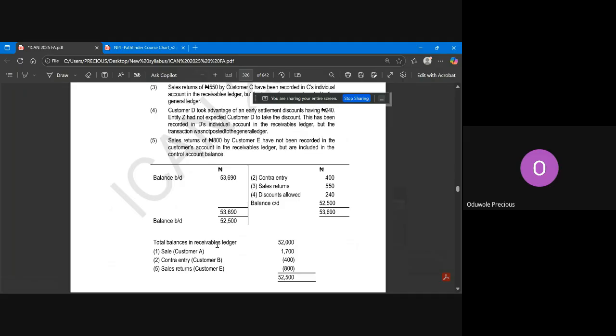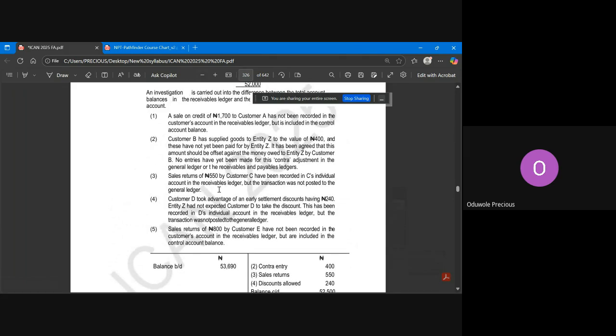But if you choose to also do it in T format, your first balance of 52,000 will be on the debit side. Then these sales that you added to it will also be on the debit side. Okay, that's if you want to use your T format. You've done A like that.